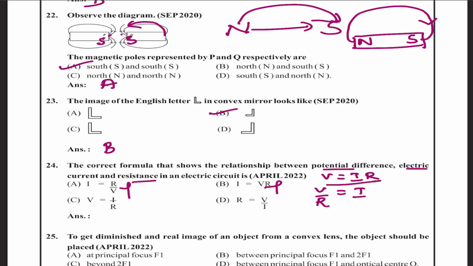It is V is equal to I into R. Coming to the third one, V is equal to I by R. No. The last option is R is equal to V by I. Let us cross check. When V is equal to I into R, keeping R in the RHS, if we take I to LHS, it becomes divided by, hence R is equal to V by I is correct. The correct answer for 24th, the correct option is option D.